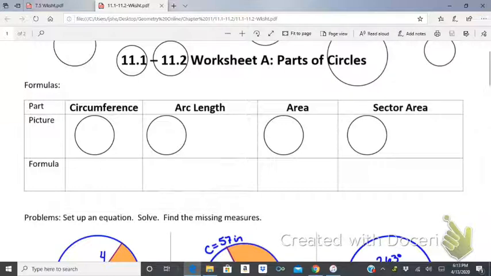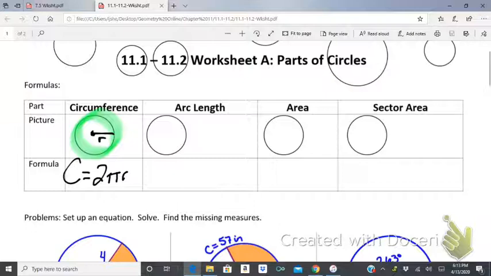Okay? So we're going to start out with circumference. Circumference is basically talking about the entire length around a circle. Basically, if you make a circle with a string, and then you cut that string, how long is that string? That's what it's asking for. Circumference is given by this formula, C equals 2 times pi times r. Now r is called the radius, and the radius goes from the center of the circle to the side of the circle.